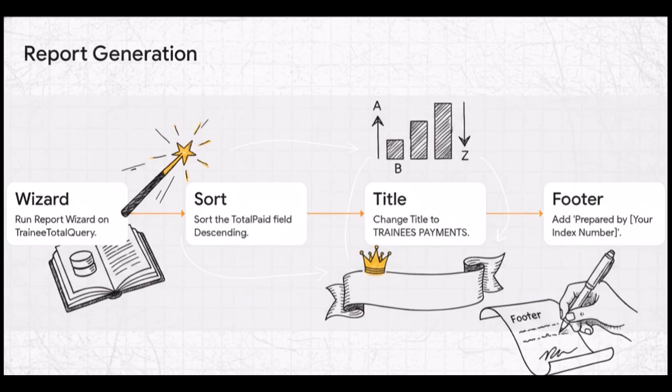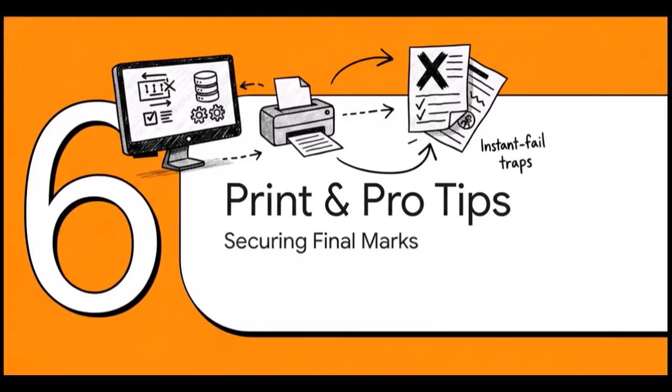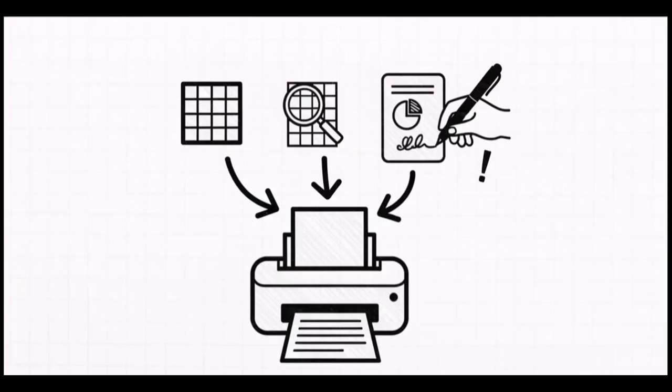Finally, Section 6, Print Prep and Pro Tips. Okay, we have reached the final, critical stage. Building the database is really only half the battle. Getting it safely out of the computer and into the examiner's hands is how we secure those final 3 marks and avoid some nasty instant fail traps. Here's your ultimate print checklist. You need to physically print 8 items, all 4 of your tables, all 3 of your queries, and your 1 finalized report.